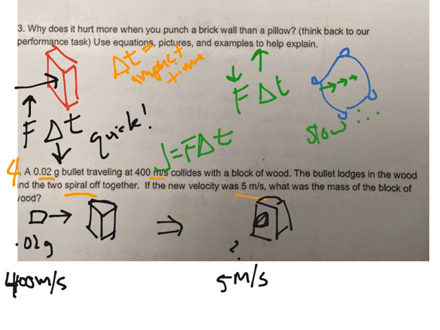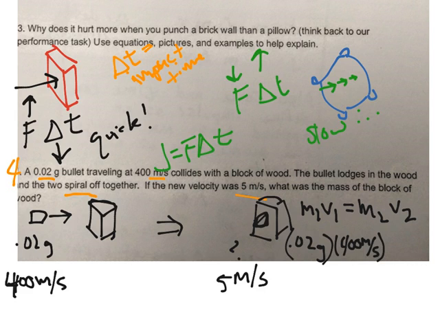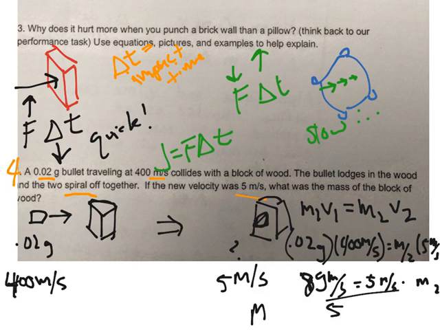The formula you would want to use for this is m1 v1 equals m2 v2, where the mass of your first is 0.02 grams and 400 meters per second. We don't know your new mass, but we do know the velocity is 5 meters per second. Multiply this out, you get 8 gram meters per second is equal to 5 meters per second times m2. You'd want to divide by 5 on both sides, and you get m2 is equal to 1.6 grams.